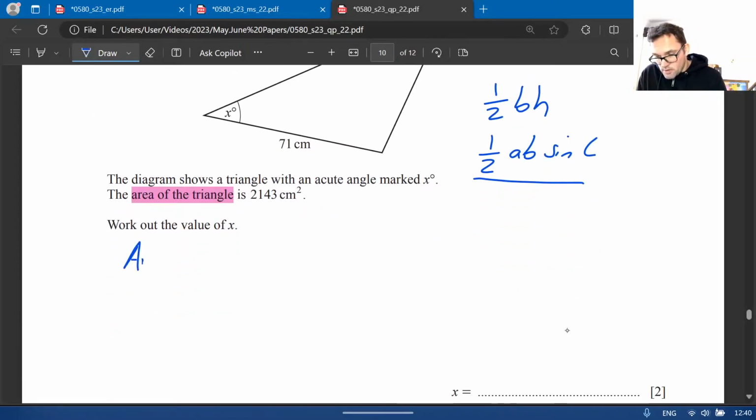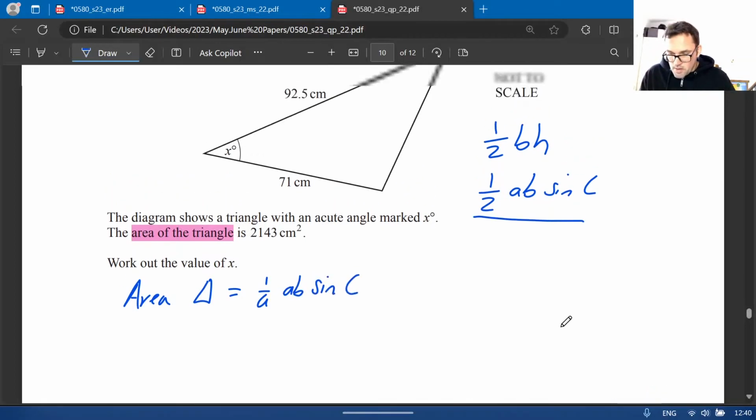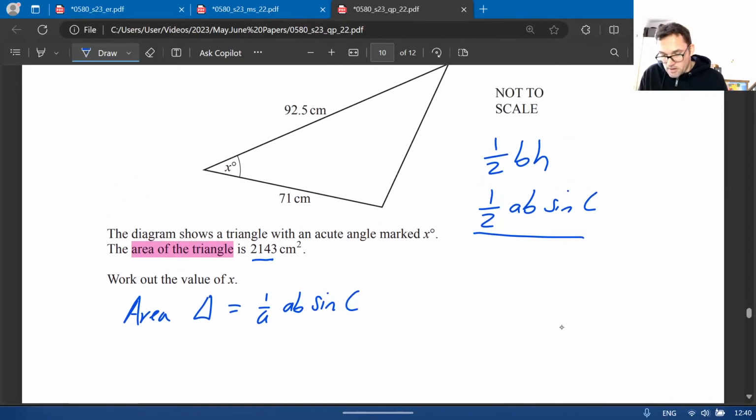So let's write it down. The area of a triangle is half ab sin C. So what do we have in the formula? Well, we've got the area. It's 2143.